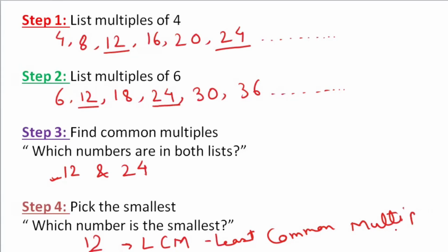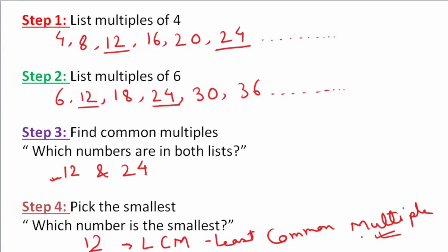I hope it's clear what LCM is and how we take out the LCM. We first find the list of multiples of the numbers. Then we see the common multiples between both lists. And among the common multiples, we pick the smallest number. And that will be our LCM.